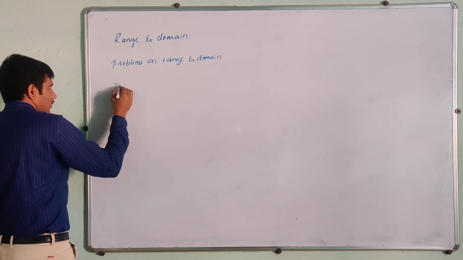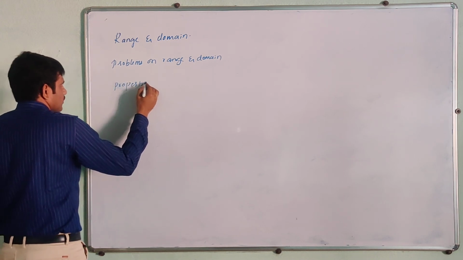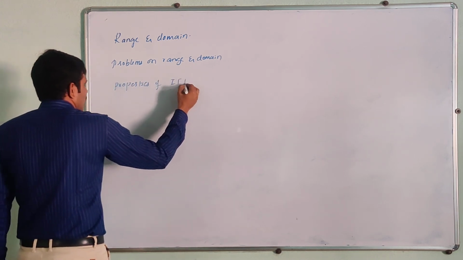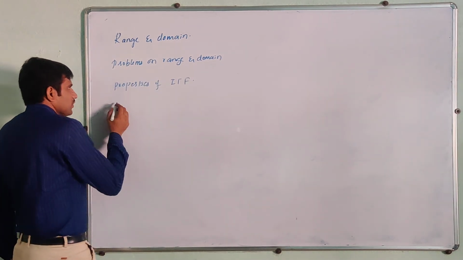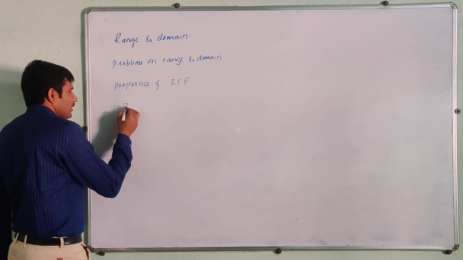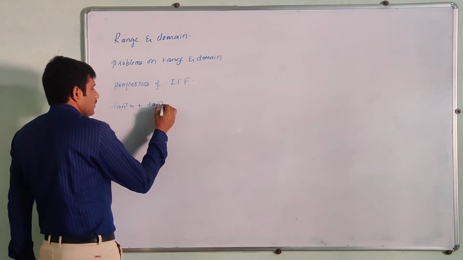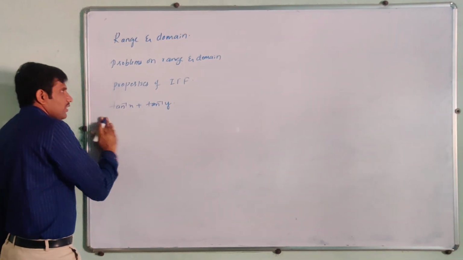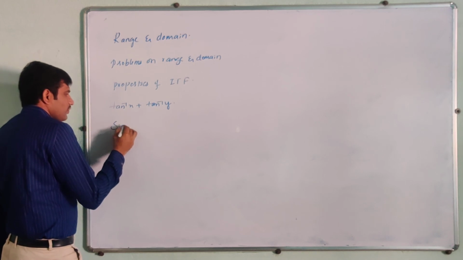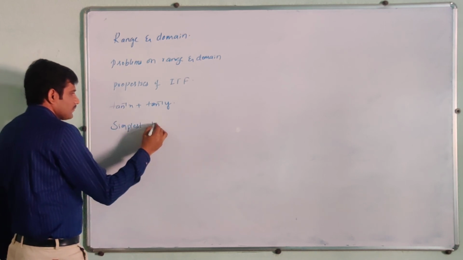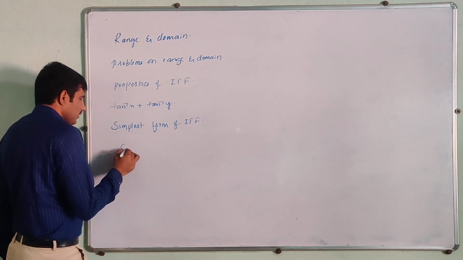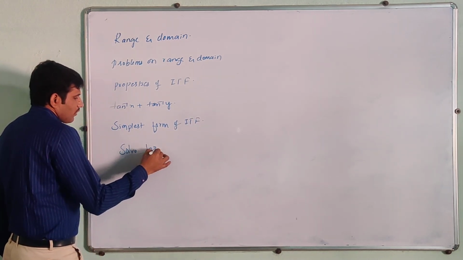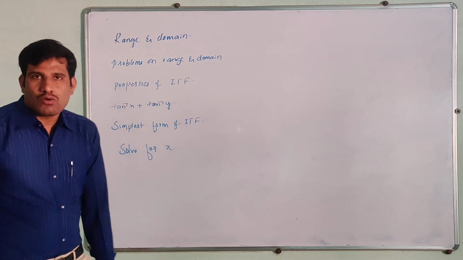Then we have studied the properties of inverse trigonometric functions. We have six properties. Then we solved problems on tan inverse x plus tan inverse y. So that is the simplest form of inverse trigonometric function. Then finally, solve for x. So these are the things we have studied.